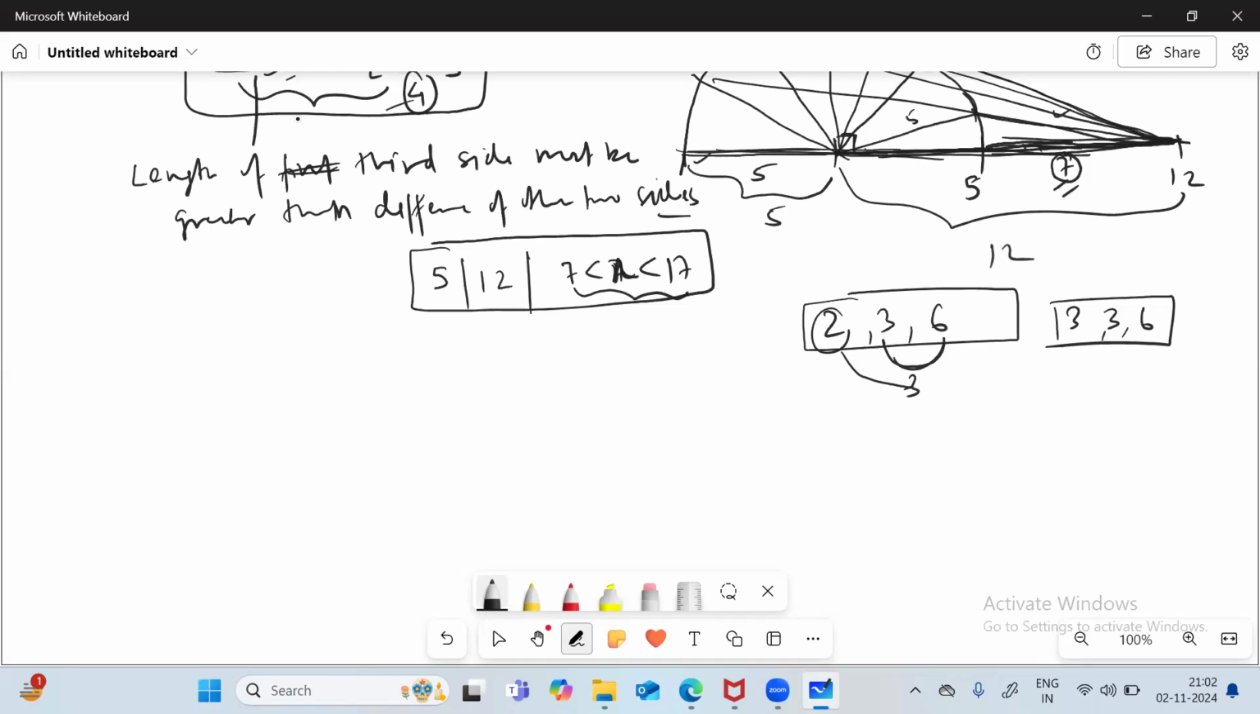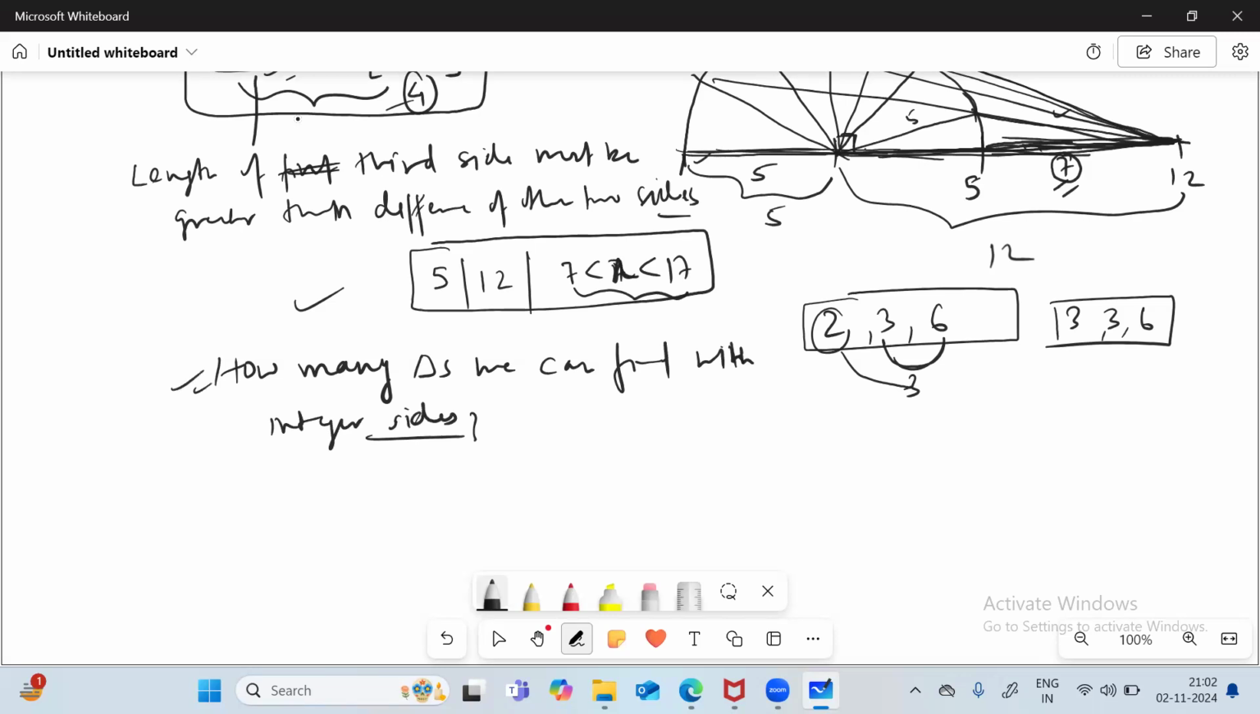No. And this also helps us find, if somebody is asking me how many triangles we can find with integer sides. So this question is in the same situation. How will I take it? I know that the first two sides are 5 and 12. The third side will be greater than 7.